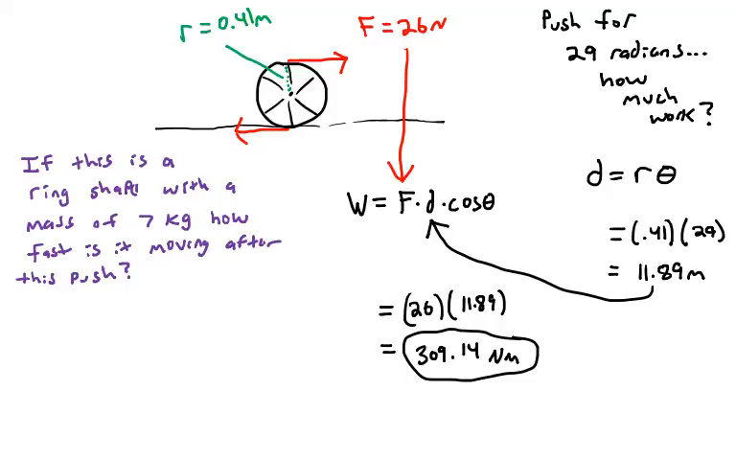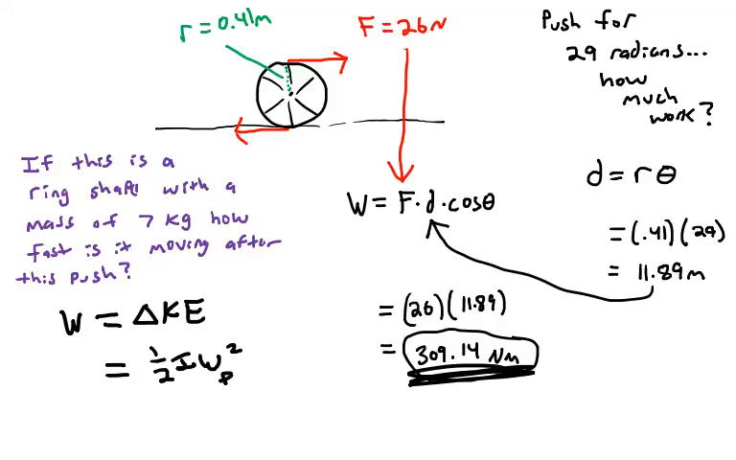Now, let's go ahead and think about this. If this is a ring shape and it has a mass of 7 kilograms, how fast is it moving after it's being pushed? Now, one of the other things that we looked at, remember, is work equals the change in kinetic energy of the system. So if we know how much work is done, we can find the change in kinetic energy. Now, in this case, let's look at the rotational, which is 1/2 I omega final squared minus 1/2 I omega initial squared. And then we have the amount of work, which is 309.14. And let's say it's starting from rest, and we want to find the final angular speed.